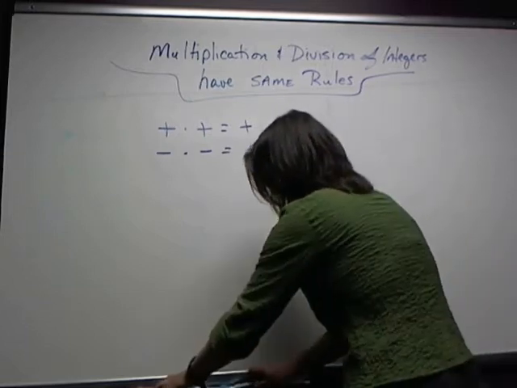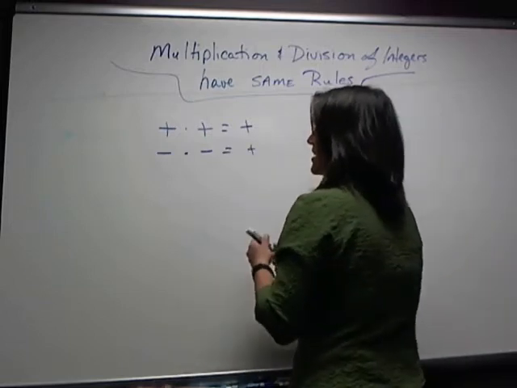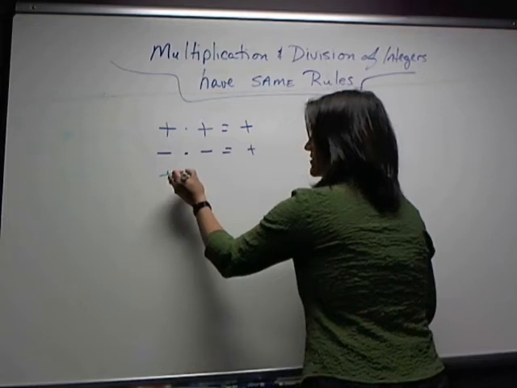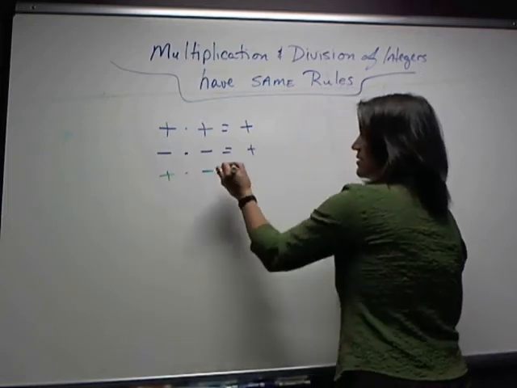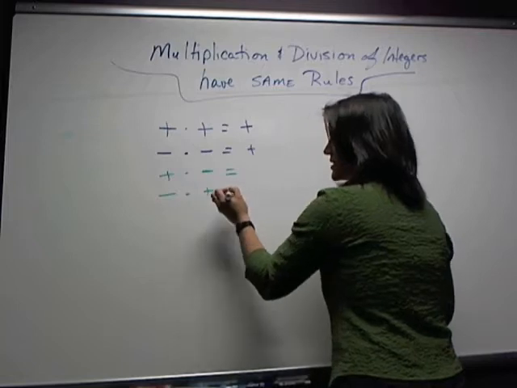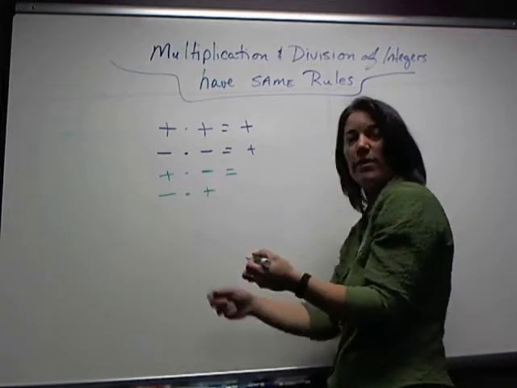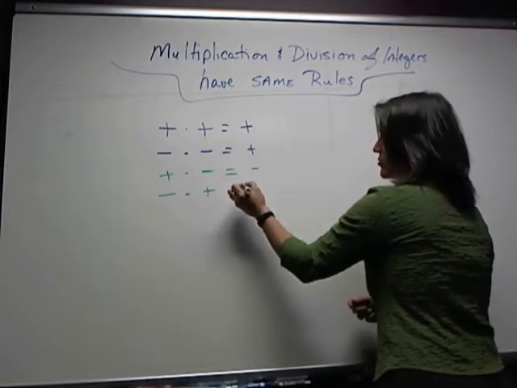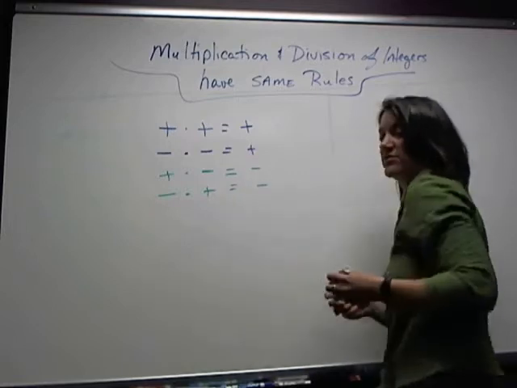If we have a mismatch, if I have a positive times a negative, or a negative times a positive, if my signs don't match, that's a bad thing. So those results will all be negative.